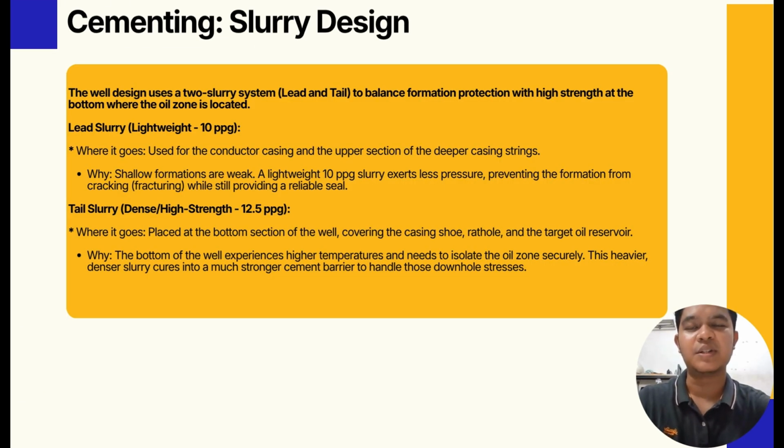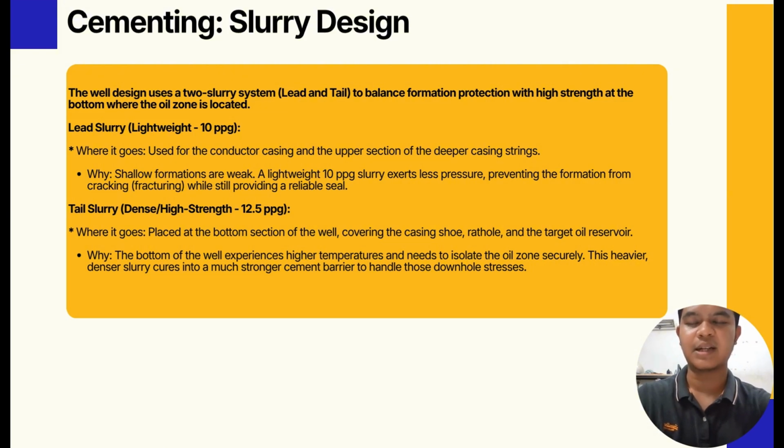So moving on to the cementing program. Firstly is the slurry design. Our well uses the two slurry system, lead and tail, to balance formation protection with high strength at the bottom where the horizon is located. So the lead slurry is used for the conductor casing and the upper section of the deeper casing strings because the shallow formation is weak. So we only need to provide lighter weight slurry that still provides a reliable seal.